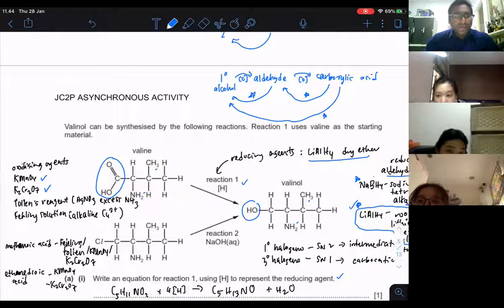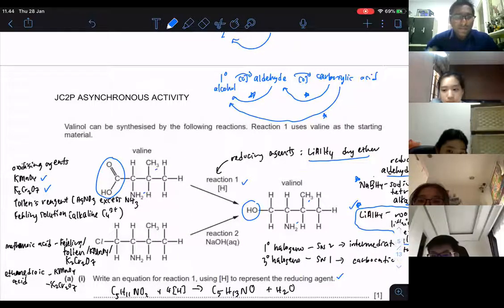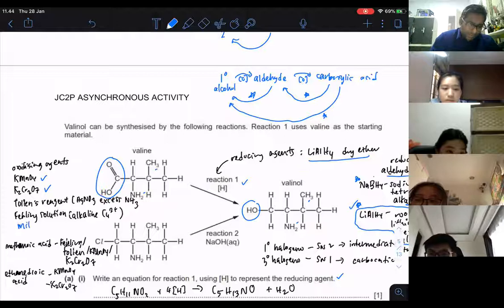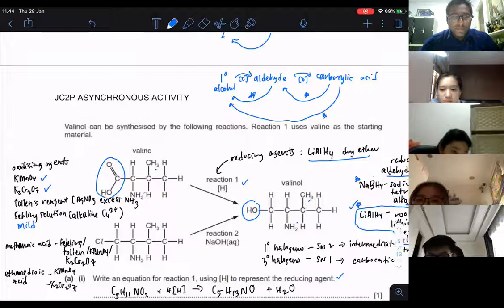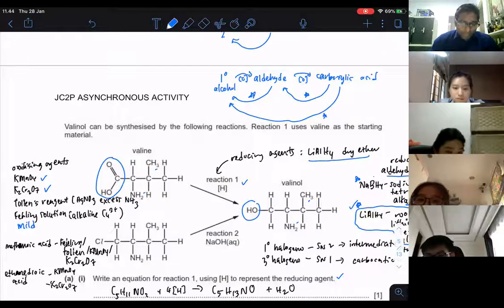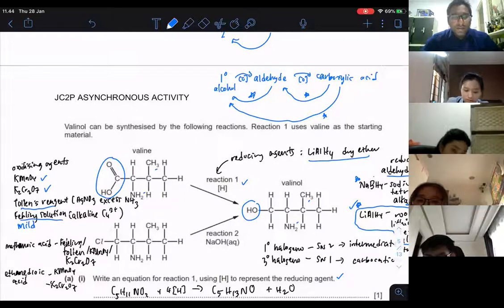But on top of that, we do have oxidizing agents which are considered mild oxidizing agents, so we don't use them all the time. We use them for certain reactions. We can use Tollens reagent, and we can use Fehling solution. What is Tollens reagent? Tollens reagent is silver nitrate solution with excess ammonia. What is Fehling solution? It is alkaline copper(II) solution.